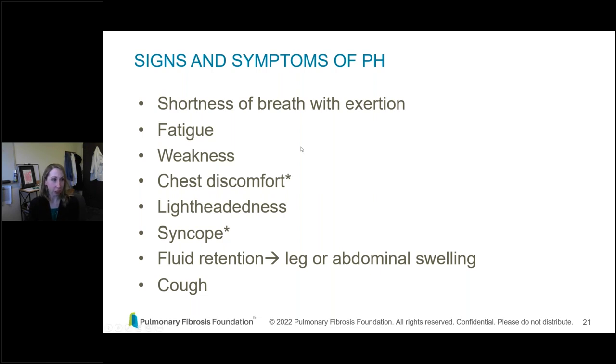I put stars by chest discomfort and the syncope or fainting because those are often red flag symptoms that should push you to go to the emergency room.